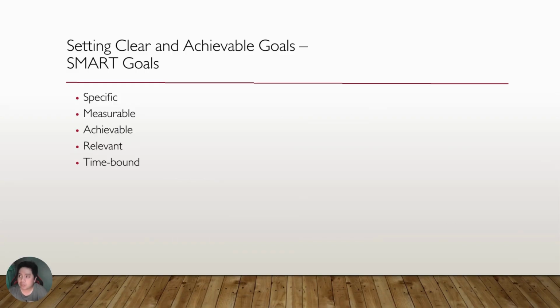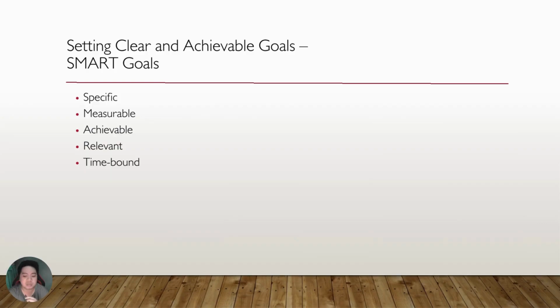For example, we need to increase our sales by 15% in the first quarter. That is a specific goal. It is clear that you need to increase your sales in the first quarter. What do you mean by measurable? Measurable is the establishment of metrics for us to track the progress. For example, monthly reports or quarterly reports. That would be one way of measuring our goals.